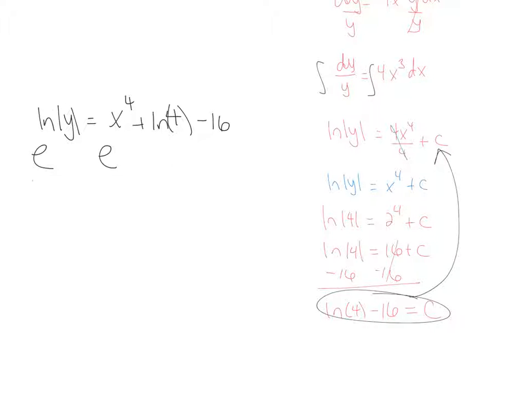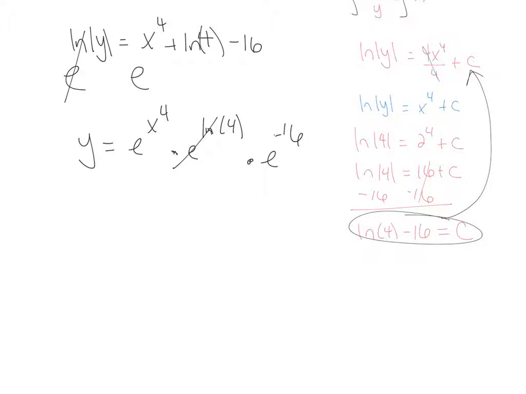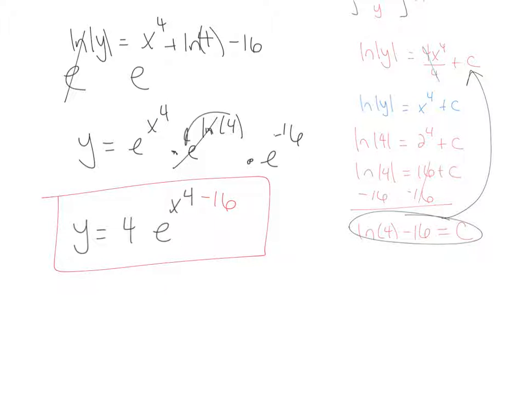Take the e of either side. Y equals, I'm going to separate this with multiplication like I did in the last problem, because I think it'll help me cancel out the ln with the one that has the 4. This cancels, so now what I have is 4, because the 4 comes down, times e to the x to the fourth. Now, these two pieces here didn't reduce, so I'm going to bring them back together by doing x to the fourth minus 16. And there you go.